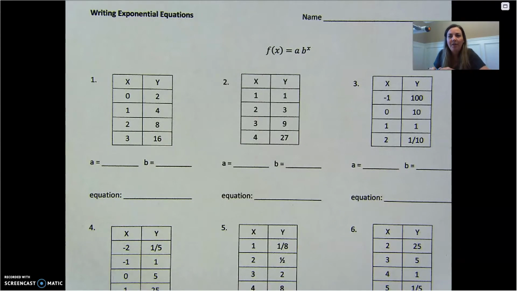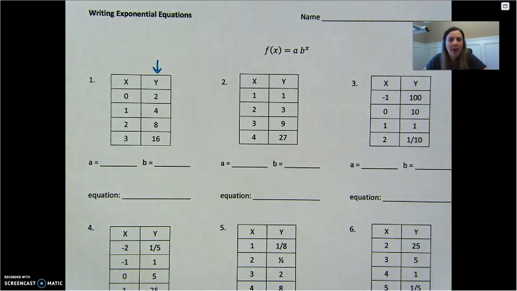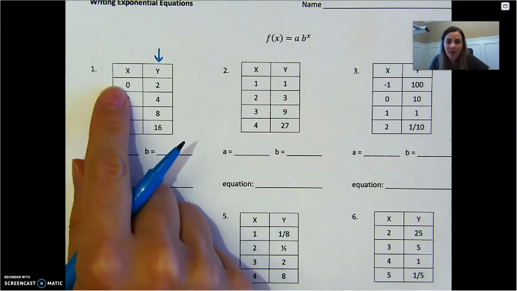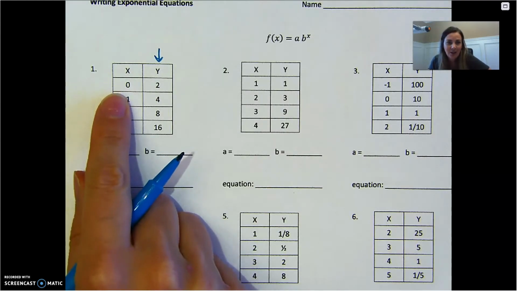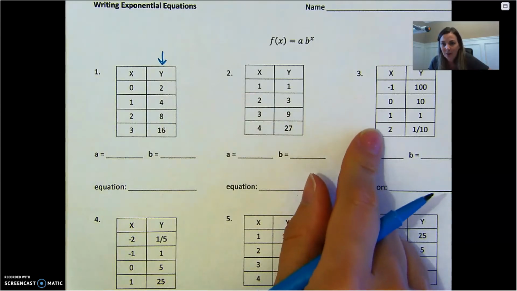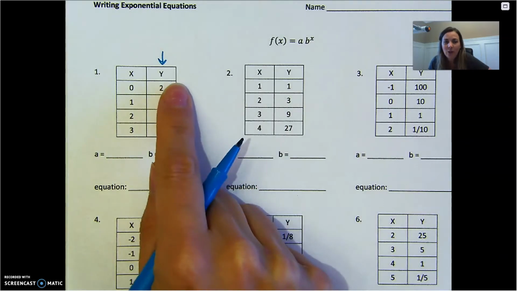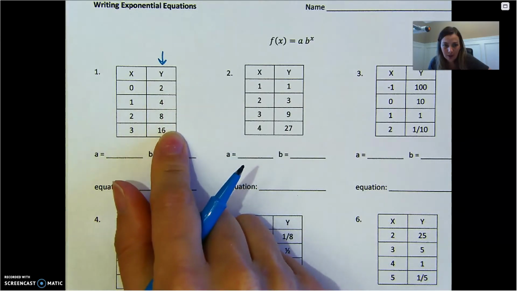All right, it's all about finding the pattern in the output. So you're going to focus on that Y list to see what the pattern is, because you'll notice in the X list, it's very boring. The X list just counts 0, 1, 2, 3. 1, 2, 3, 4. -1, 0, 1, 2. So the X list just is going in order, whereas the Y list shows what the actual growth is.